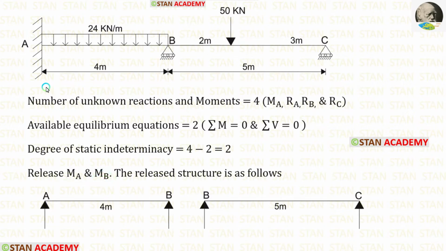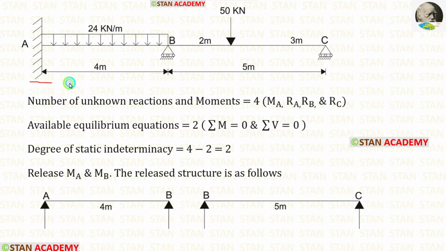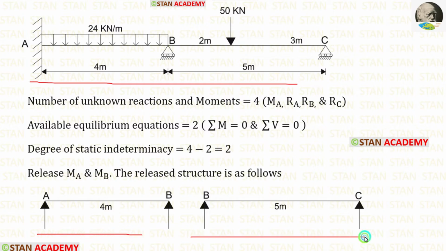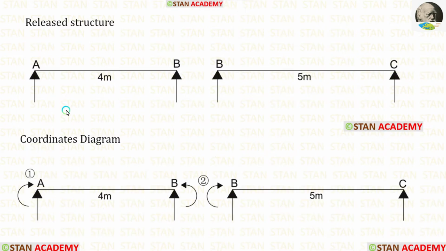When we release MA and MB, this continuous beam becomes two separate simply supported beams. So this statically indeterminate beam is made into two statically determinate beams. These beams are called the released structure. We have made the released structure. Now let us make the coordinates diagram.